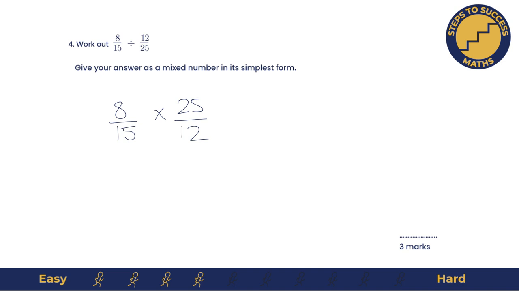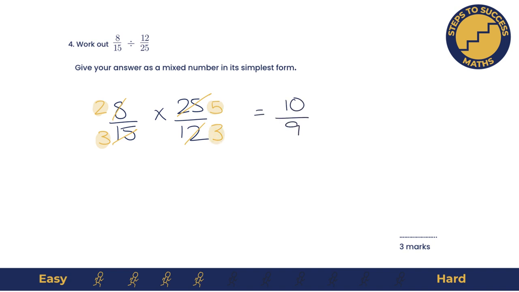So I can see that 5 will go into both 15 and 25. 5 goes into 15 3 times, and 5 goes into 25 5 times. Now have a look again. Is there any more cancelling you can do? Yes, there is. 4 goes into 8 twice, and 4 goes into 12 3 times. So we've got 2 times 5 is 10, and 3 times 3 is 9.